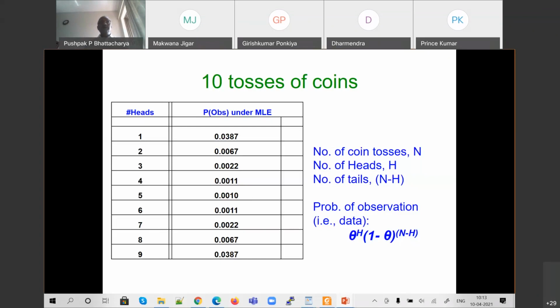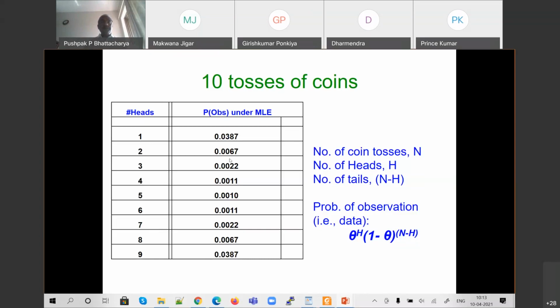N choose k is needed when we give the probability of the number of heads. But here we are asking what is the probability of the observation in front of me, the probability of the string of heads and tails. So for 1, the probability of the observation, the data, is 0.0387.